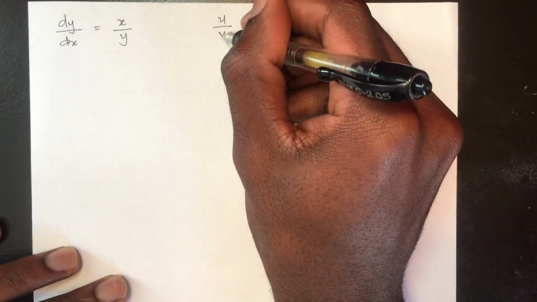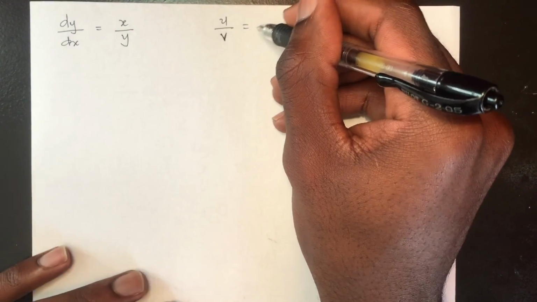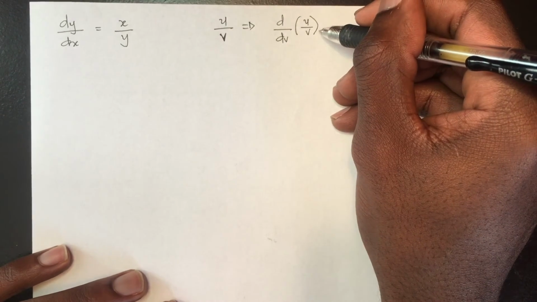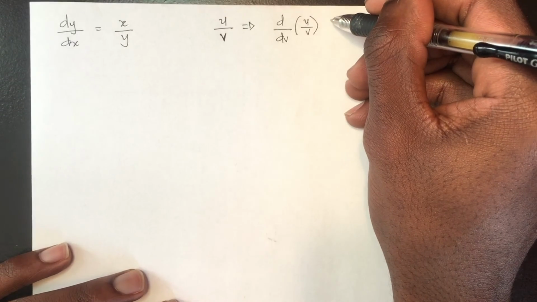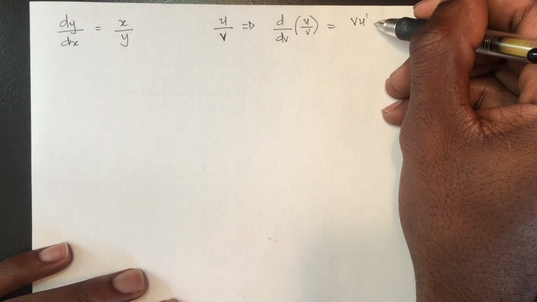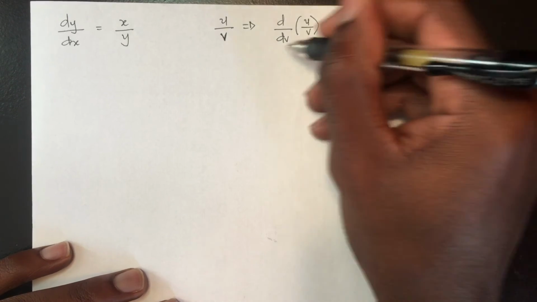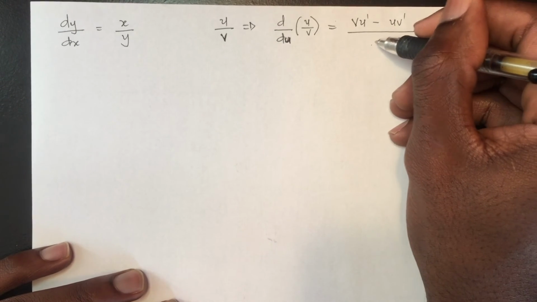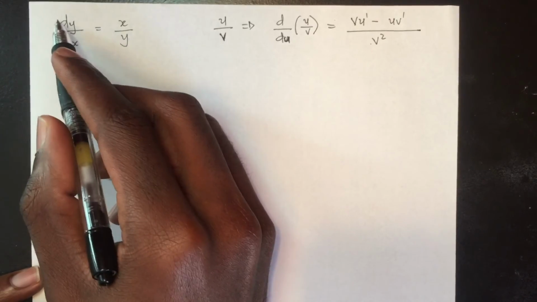So what is the quotient rule? If you have an equation u over v, to be able to differentiate it with respect to x, what you're going to do is keep the bottom constant and differentiate the top, minus keeping the top constant and differentiating the bottom, all divided by the bottom squared.